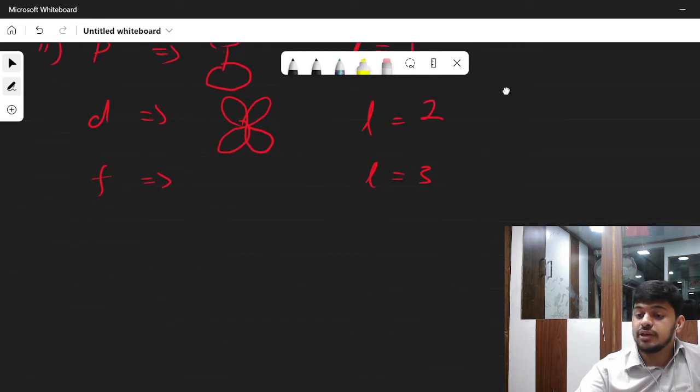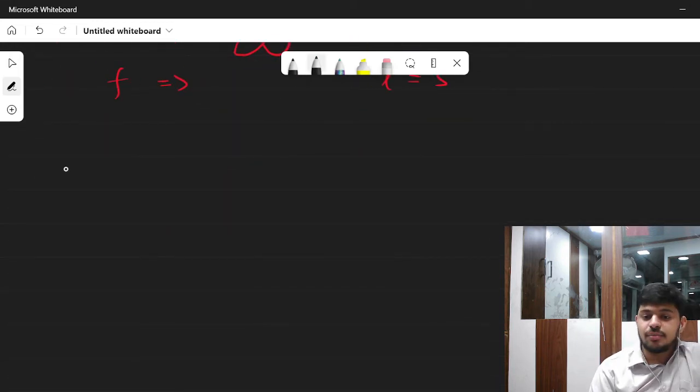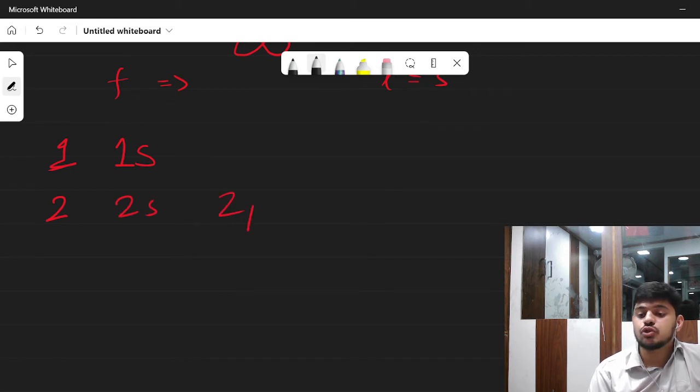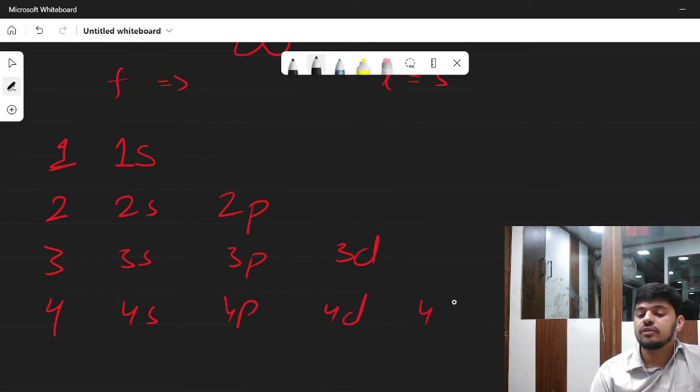Now see, for example, the first shell will have only s, which is called 1s. Let's talk about the second: it will be 2s and 2p. Very nice. Let's talk about the third shell: 3s, 3p and 3d. Let's talk about the fourth one: 4s, 4p, 4d, 4f. Okay, very easy. Yes, it is easy.